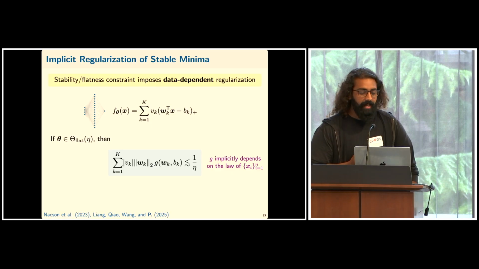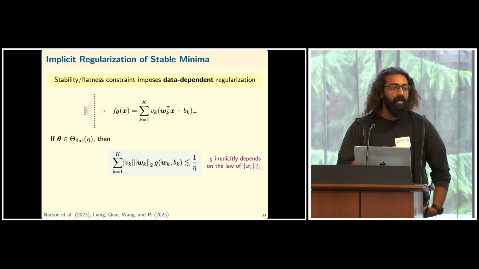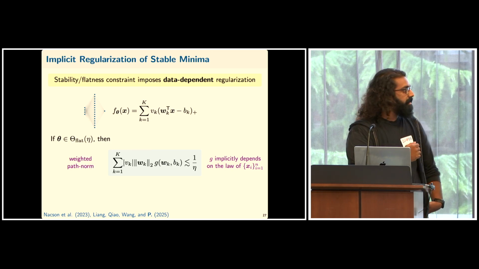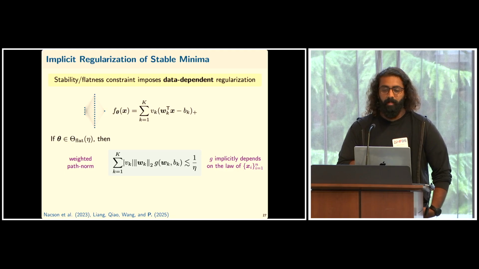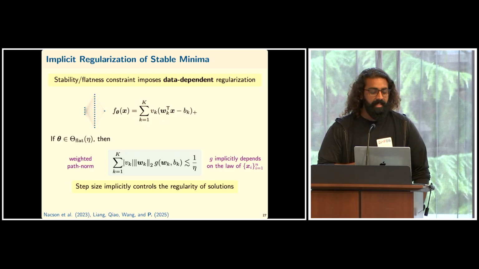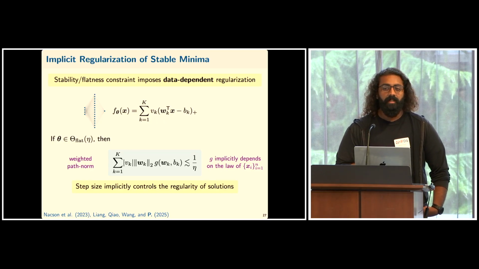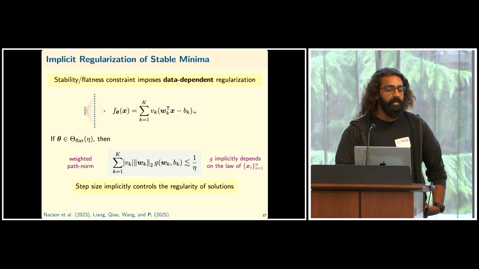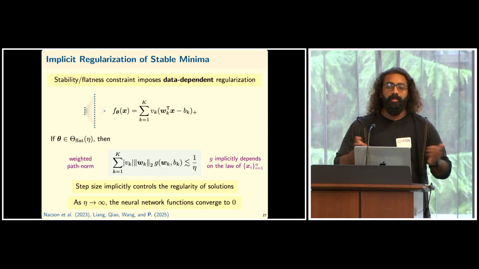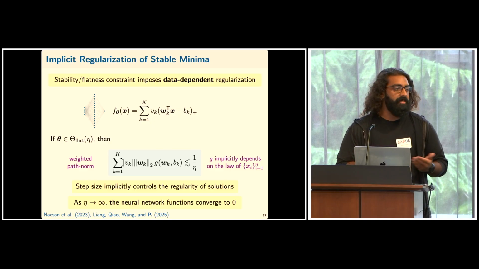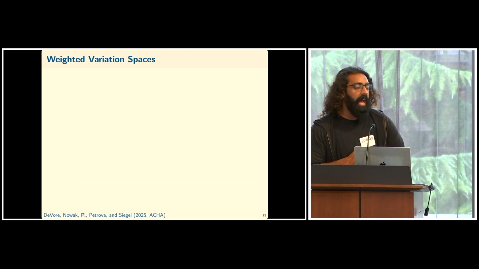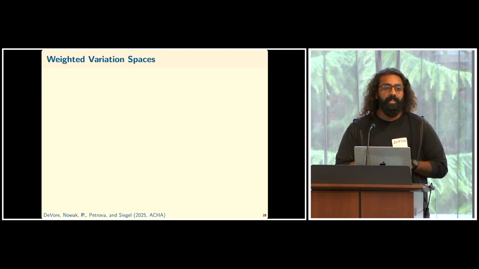This g here is a weighting function that implicitly depends on the law of the x's. I won't get into the details during the talk. But if you stare at this for a second, this is actually just a weighted path norm, which is interesting. So what we're seeing is that step size is implicitly controlling the regularity of the solutions. And as step sizes get very large, you're favoring neural networks that are essentially just the zero function.